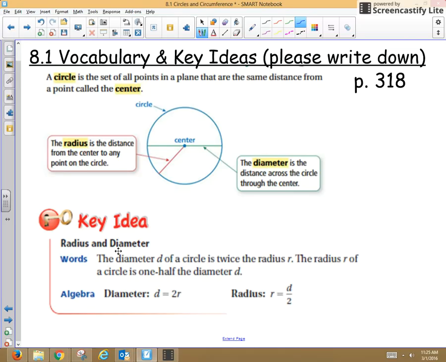The radius and diameter. The diameter of a circle is twice the radius. We call diameter D and the radius R. The radius, or R, of a circle is 1/2 of the diameter, or D. So diameter can be seen as 2 times the radius, and the radius can be seen as the diameter divided by 2, or cut in half. So pause to write this down.